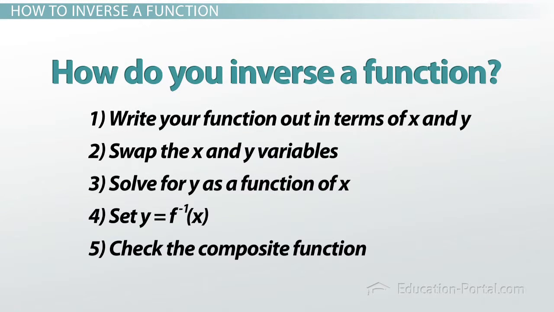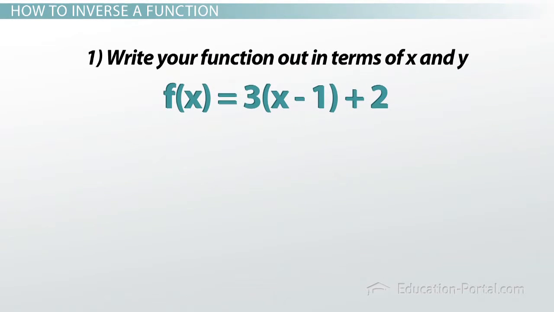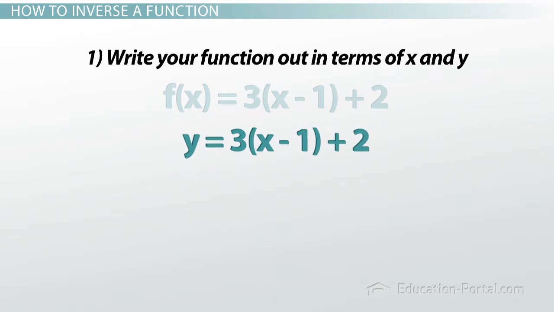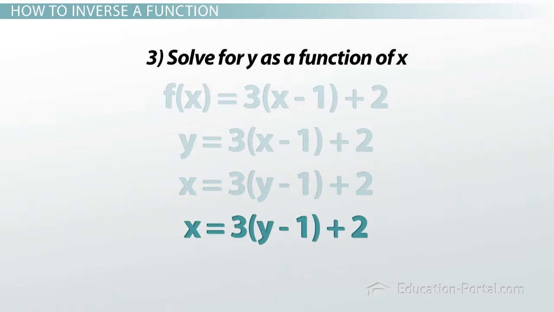So let's do this. Let's say we have a function f of x equals 3 times (x minus 1) plus 2. We're going to write this out in terms of x and y: y equals 3(x minus 1) plus 2. Then we're going to swap the x and y variables: x equals 3(y minus 1) plus 2. This can be a kind of confusing step if you're not careful, but at its heart, all you're doing is putting x everywhere you see y and putting y everywhere you see x. Then you're going to solve for y as a function of x.